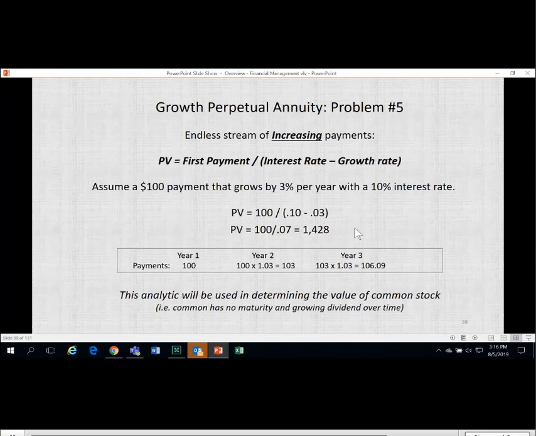Now, the reason that we have this type of analysis is that it's used for common stock. Because like preferred stock, common stock has no maturity date, but instead of a fixed dividend, the dividend is assumed to grow over time. That is, over time, the corporation becomes profitable, expands, they make more and more money, and then they increase their dividend over time, returning cash to the investor.